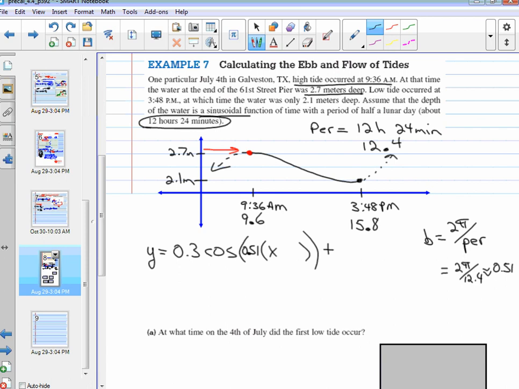X, I'm moving it to the right, minus, and I moved it to the right how far? 9.6. I moved it to the right 9.6. Plus, now I moved it up, right here is the middle. It's 2.7 plus 2.1 divided by 2. 4.8 divided by 2, 2.4. I moved it up 2.4.